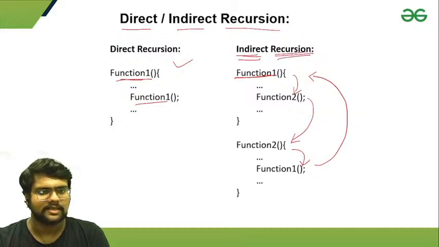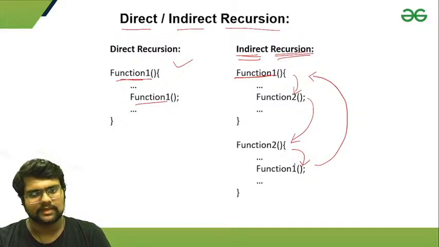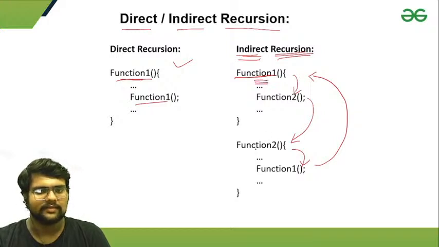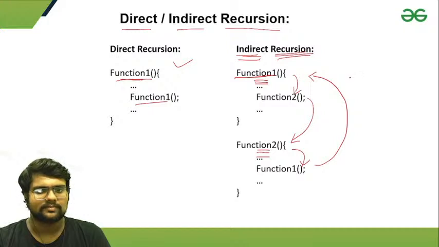Direct recursion is very simple: the function will call itself. In indirect recursion, function 1 will call function 2, and then function 2 will call function 1 again, and the process will repeat until some base condition. The base condition will be mentioned, so it will stop our recursion. We will see one example of indirect recursion when we do some GATE questions, in the later slides.